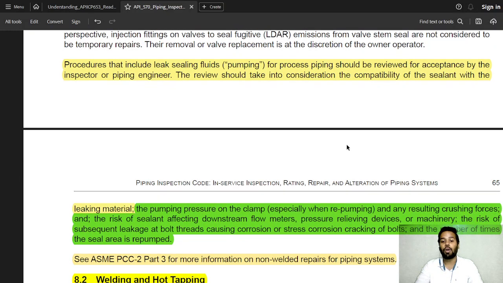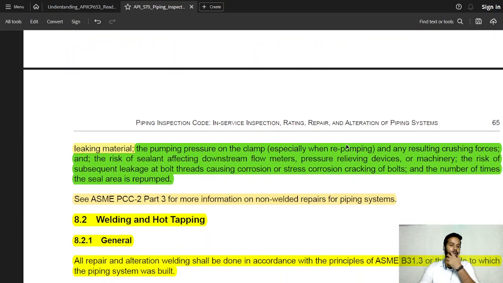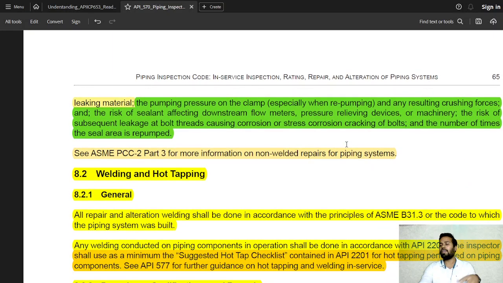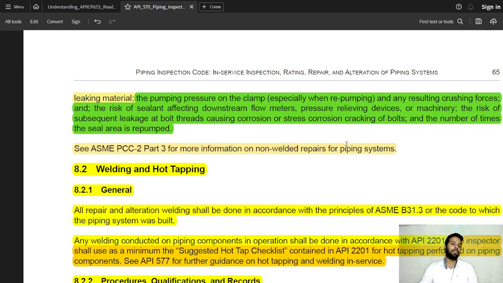Pumping pressure on the clamp and any resulting crush forces, the risk of sealant affecting the downstream flow meters, pressure relieving devices or machinery, the risk of subsequent leakage at the bolt threads causing corrosion or stress corrosion cracking of bolts, and the number of times the seal area is repumped. Again, ASME PCC 2 part 3 for more information. We'll look at all this when we talk about the ASME PCC code itself, but here some general details are given.